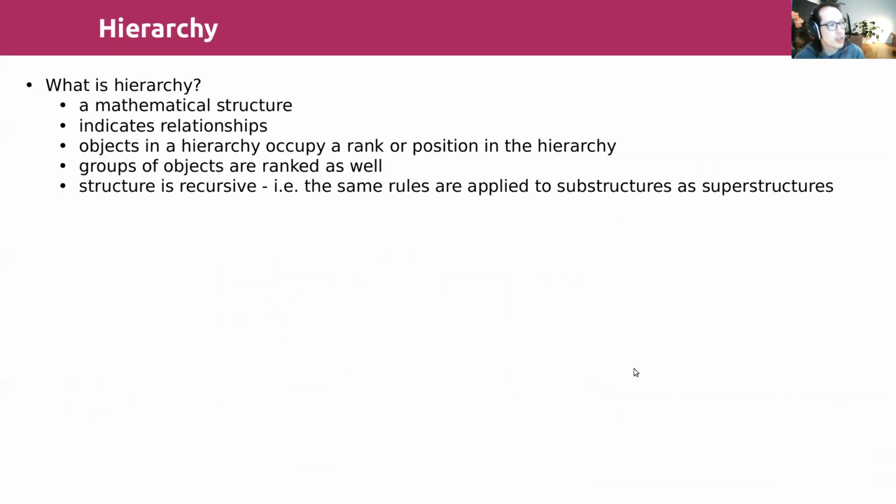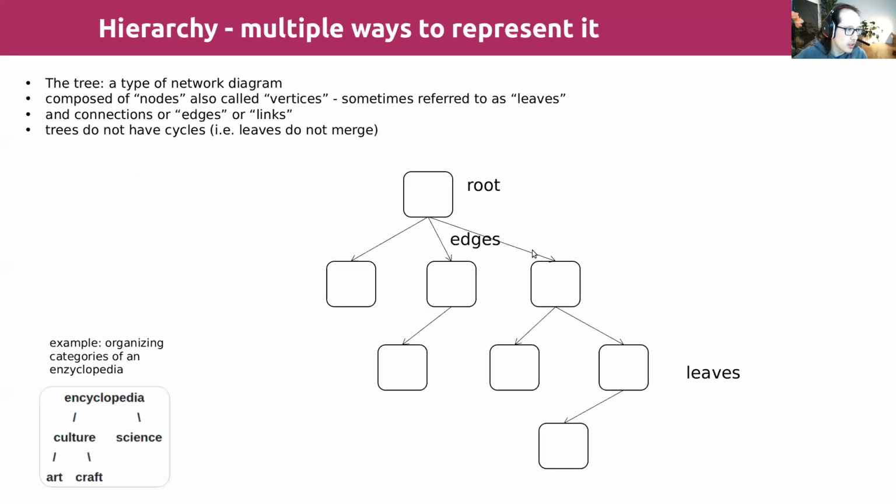So starting with the first topic, what is hierarchy? Hierarchy is, first of all, a mathematical structure. It indicates relationships, and objects in a hierarchy often occupy a rank or a position. And groups of objects can be ranked as well. So this is a dominant feature of hierarchy, that you have groupings. The structure is recursive, so the same rules apply to superstructures as to substructures. And that will become more clear as we go through this. But here's an example of a hierarchical structure.